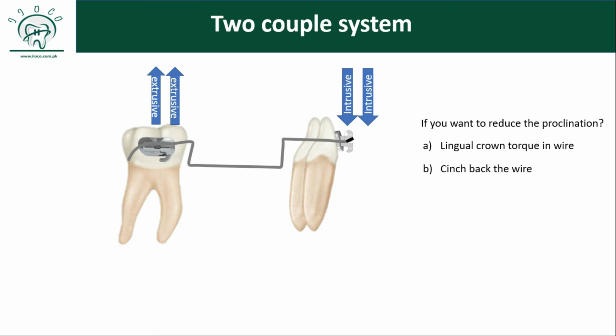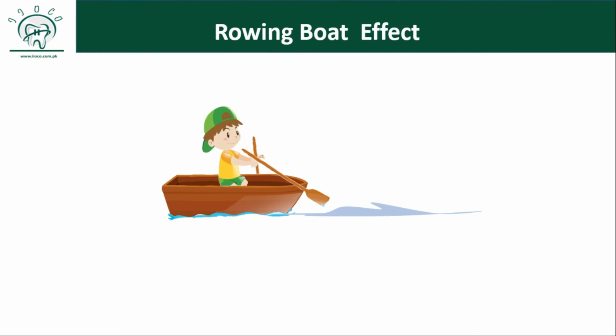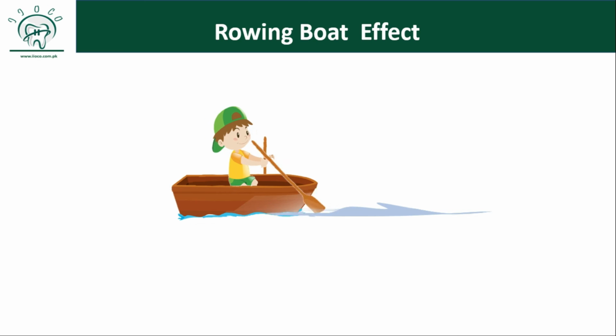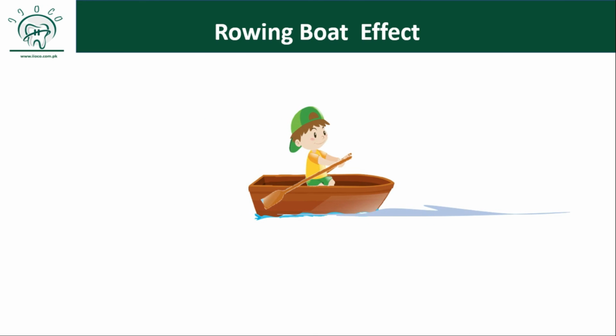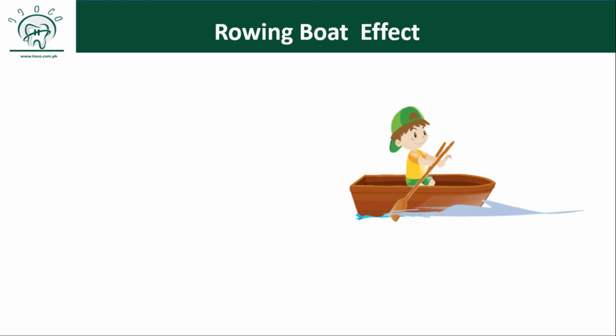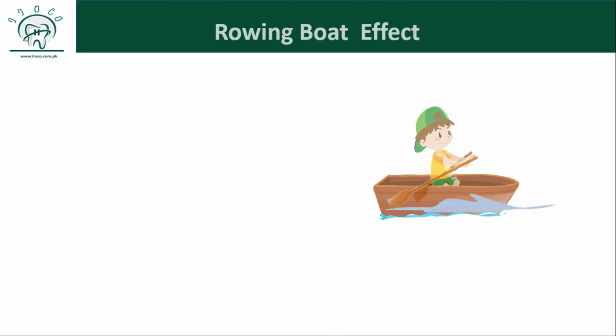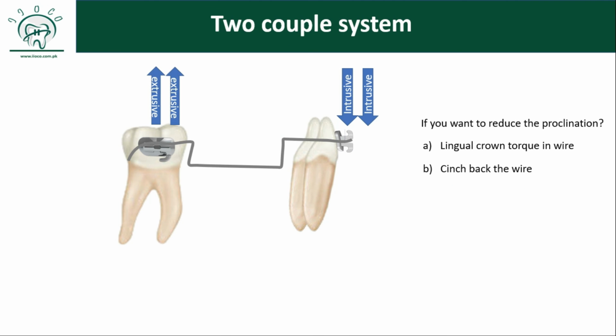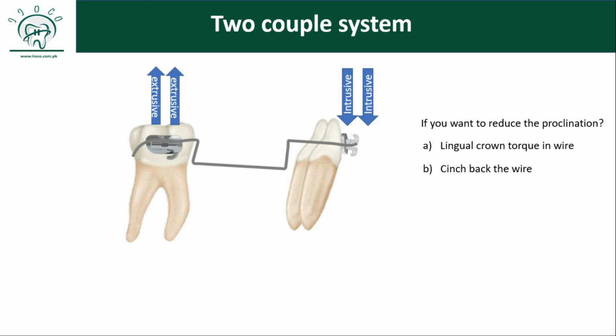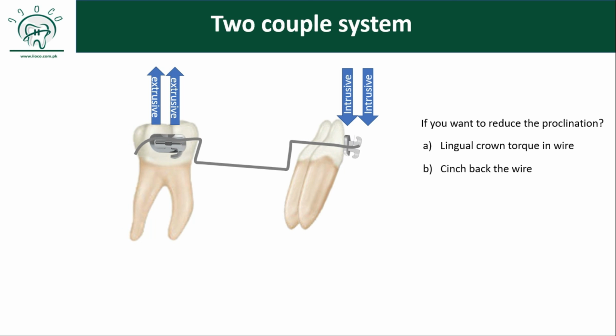We call this phenomena rowing boat effect. What is that? Let me explain. When you are rowing a boat, what do you do? You anchor or hook the shaft or blade of the rowing boat in front into the water, and then the boat is pulled forward. In the same way, consider the incisors are shaft or blade of the boat, and the whole utility arch along with the molar is pulled forward. That's why we call this phenomena a rowing boat effect.